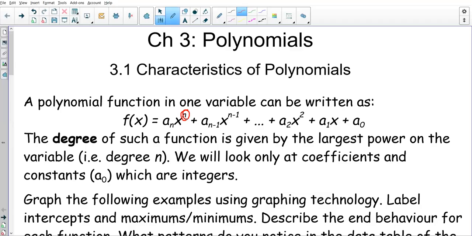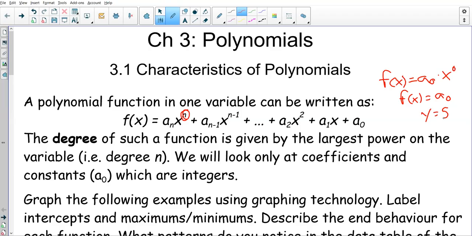You've also looked at what we could call a degree 0 polynomial, and that would be just a constant function. And the reason it's a degree 0 polynomial is because I could write it as a0 times x to the 0th power. We know x to the 0th power is equal to 1, so that just gives me a constant function. So that would be something like y equals 5, if a0 was 5.